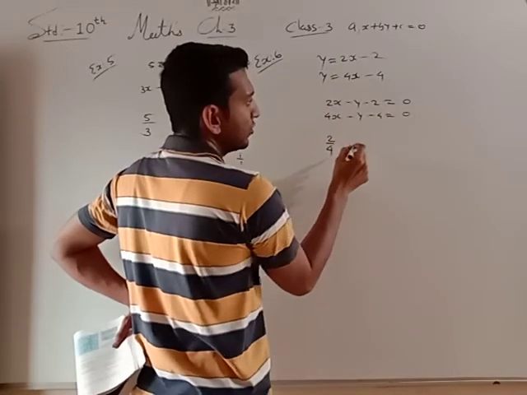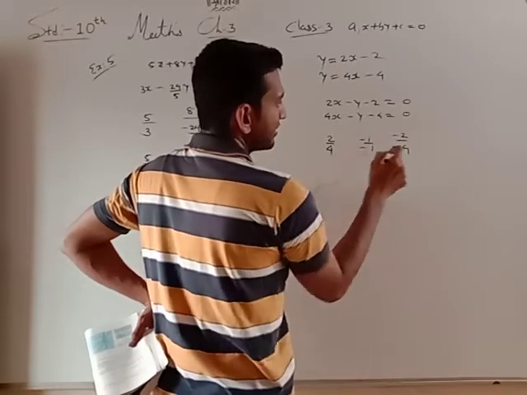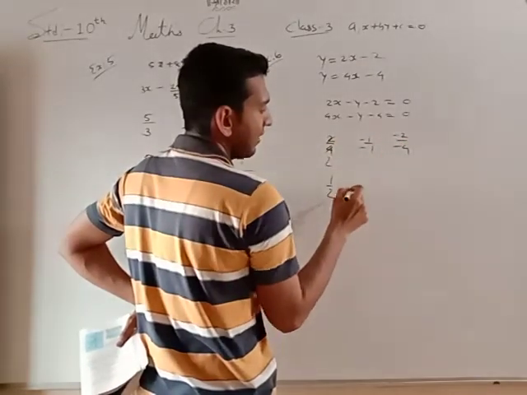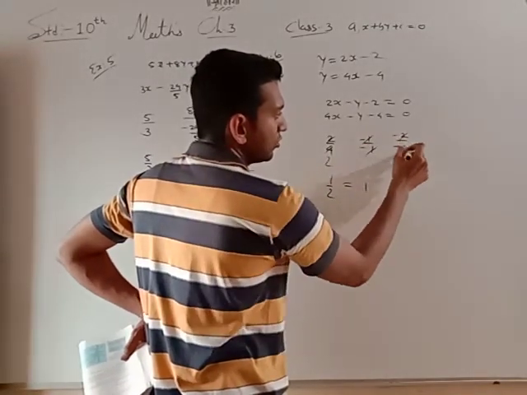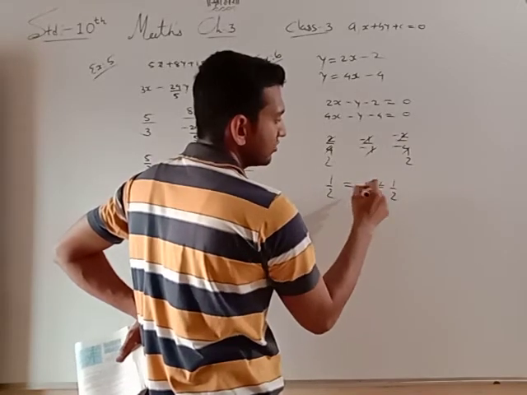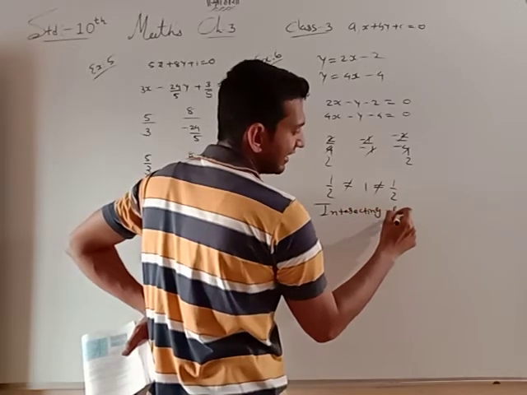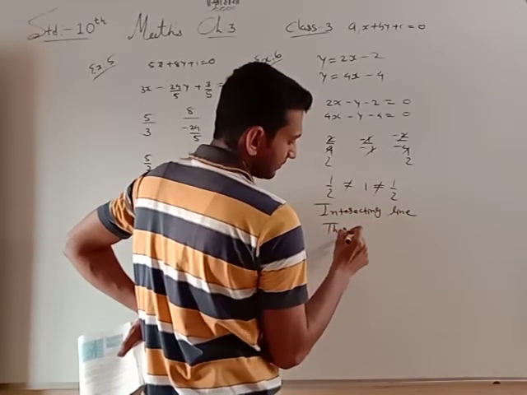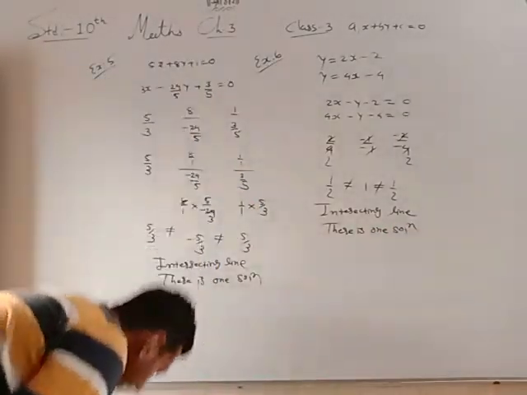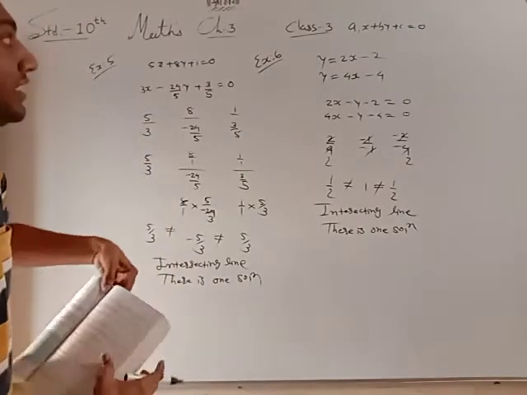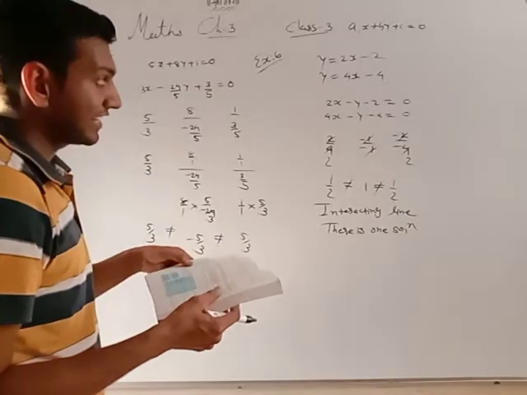So find the ratio. 2 by 4, minus 1 by minus 1, and minus 2 by minus 4. 2 twos are 4, so the answer is 1 by 2. Minus 1 and minus 1 cancel out, answer is 1. 2 twos are 4, so 1 by 2. 1 by 2 does not equal 1, which means intersecting lines. There is one solution. So in example number 6, you get intersecting lines.